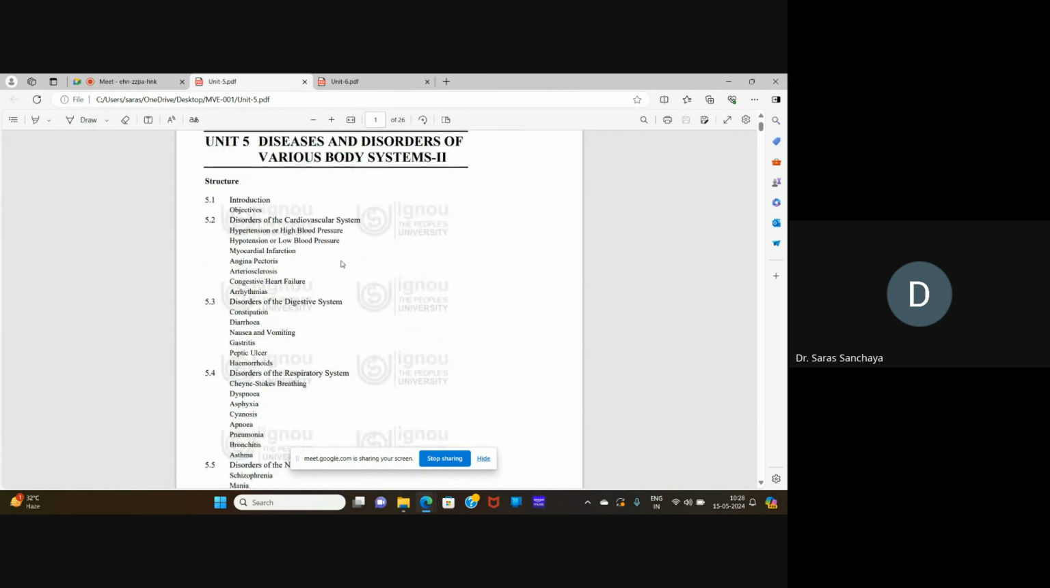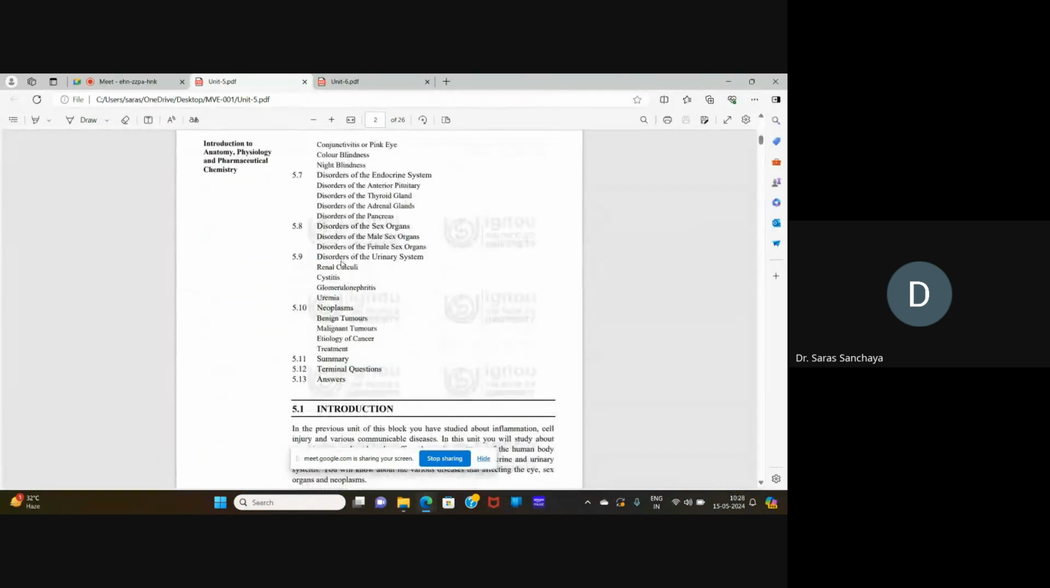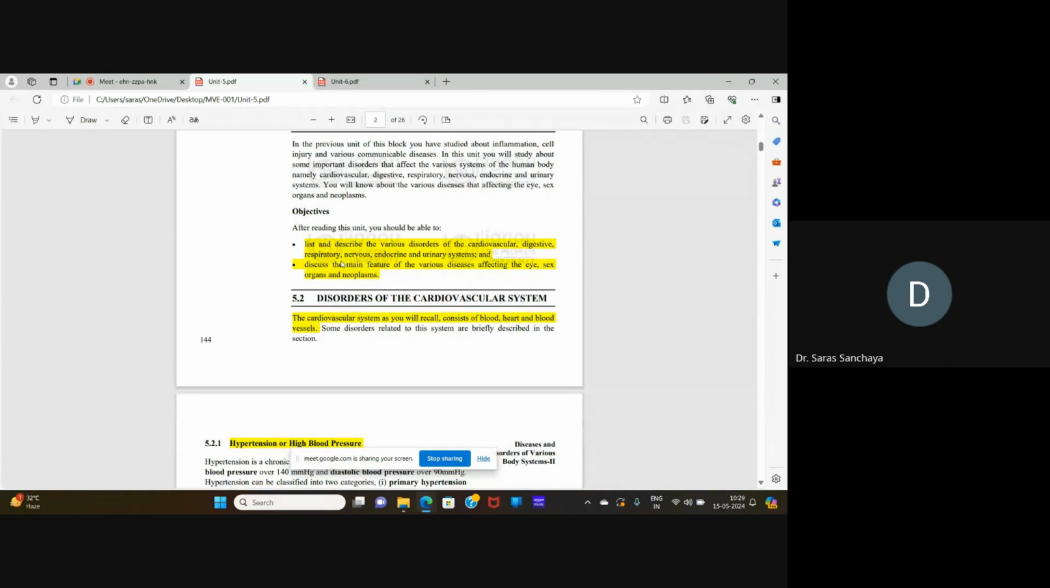Now we come to Unit 5. Unit 5 is Disease and Disorders of Various Body System Part 2. The objectives of this unit are to list and describe the various diseases of the cardiovascular, digestive, respiratory, nervous, endocrine, and urinary systems, and discuss the main features of the various diseases affecting the eye, sex organs, and neoplasms. Neoplasms are basically cancers.